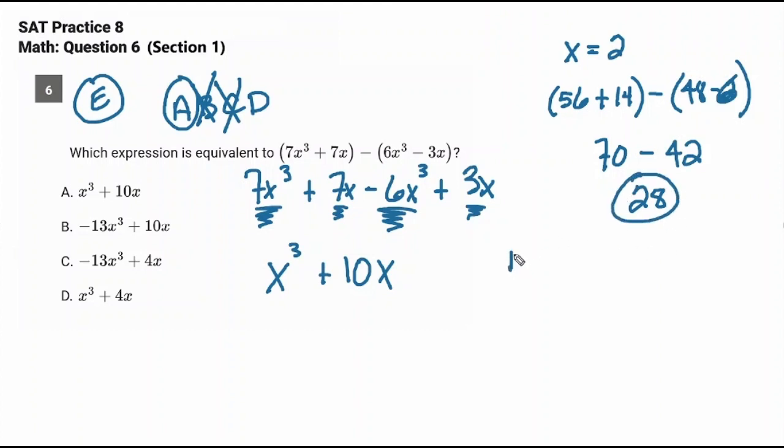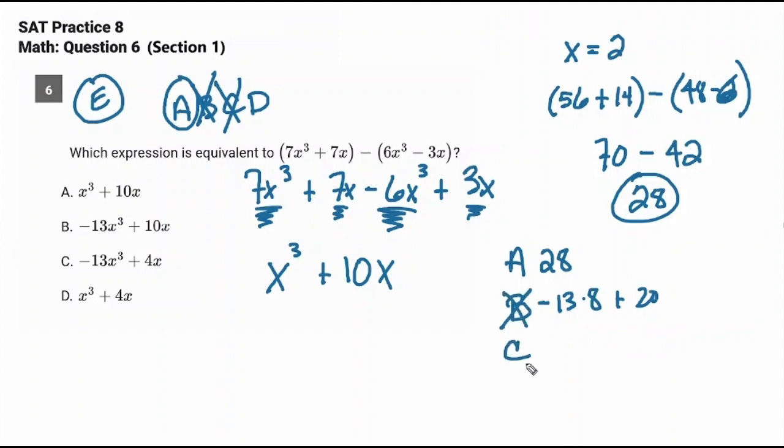Go down to the answer choices. A says x to the third. I said x is 2, so that's 8 plus 10 times 2. 8 plus 20, that's 28. That's the answer. We knew that was going to happen. But if I try them all, this is negative 13 times 8 plus 20. Definitely calculator math. 13 times 8, negative 104 plus 20. I don't need to do any more. That's not going to be 28.